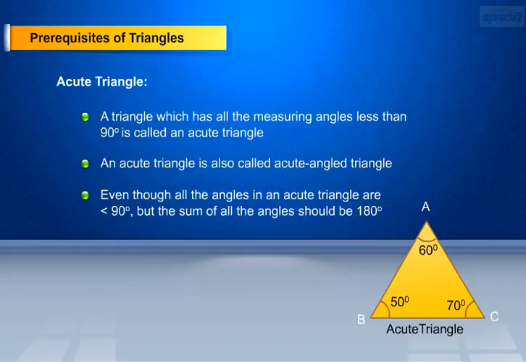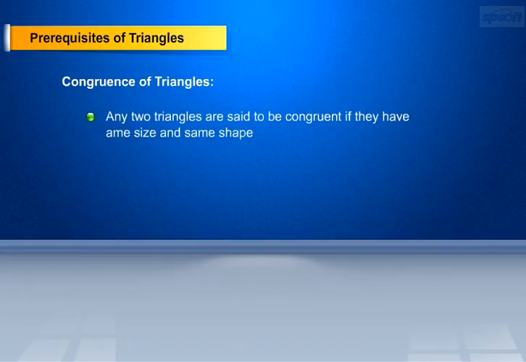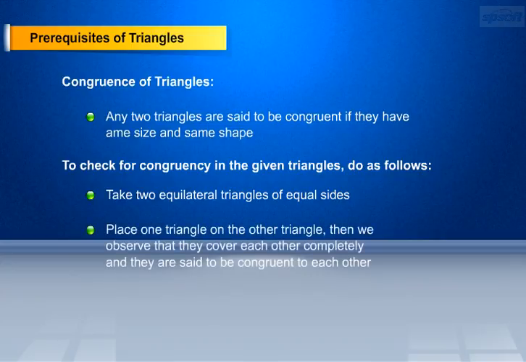Till now we discussed the different types of triangles. Now, let us learn about congruence of triangles. Any two triangles are said to be congruent if they have the same size and same shape. To check for congruency in the given triangles, do as follows. Let us take two equilateral triangles of equal sides. Now place one triangle on the other triangle, then we will observe that they cover each other completely, and they are said to be congruent to each other.